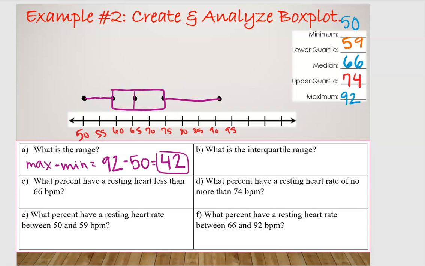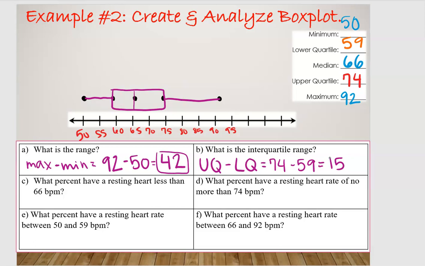Now the interquartile range is taking that upper quartile and subtracting our lower quartile to give us our interquartile range. So that's going to be our 74 minus our 59 to give us our interquartile range, which is 15.